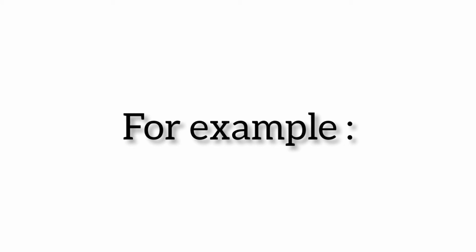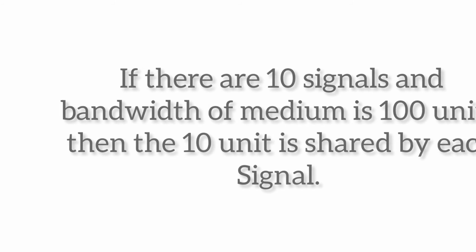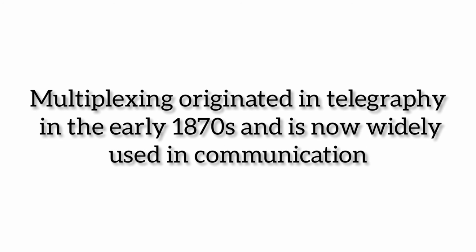So, for example, if there are 10 signals and the bandwidth of the medium is 100 units, then 10 units are shared by each signal. History of multiplexing: multiplexing originated in telegraphy in the early 1870s and is now widely used in communication.